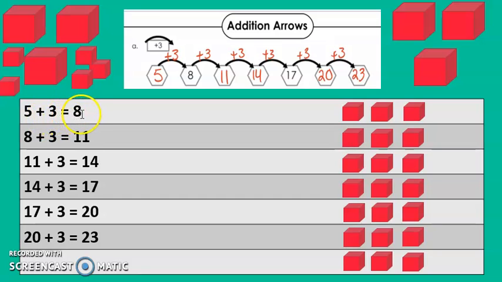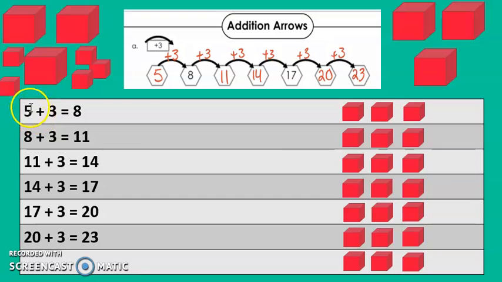Equals, and to get this number, first graders, here's how we're going to count. 5, 6, 7, 8. Let's count again. Watch me. 5, 6, 7, 8. So that's why that 8 is there, because that is correct. 5 plus 3, that does equal 8.